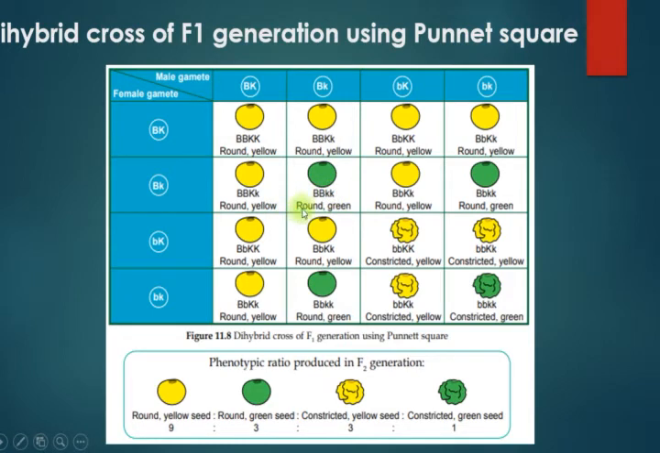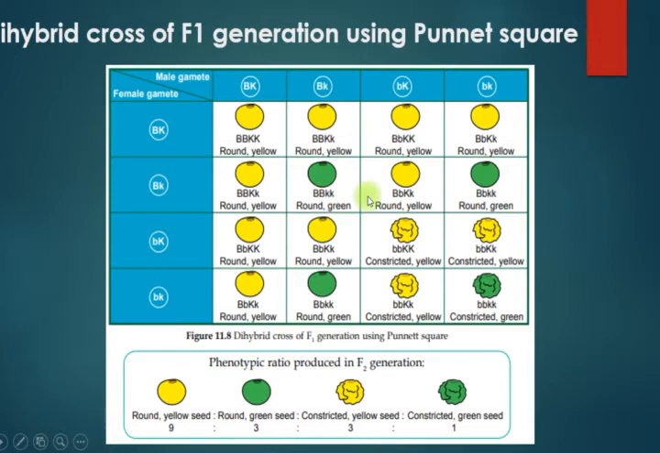Why is it round? Because of the dominant allele here, the dominant allele represented by the big B, which shows the dominant trait, round. Why is the color green? Because of the presence of the recessive alleles, the homozygous recessive alleles, small k, small k. So it will show the recessive trait.